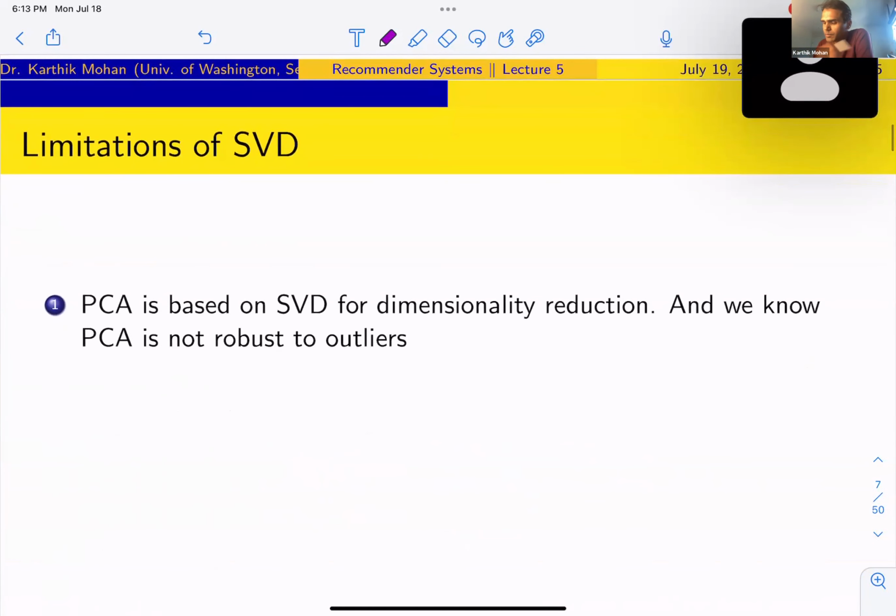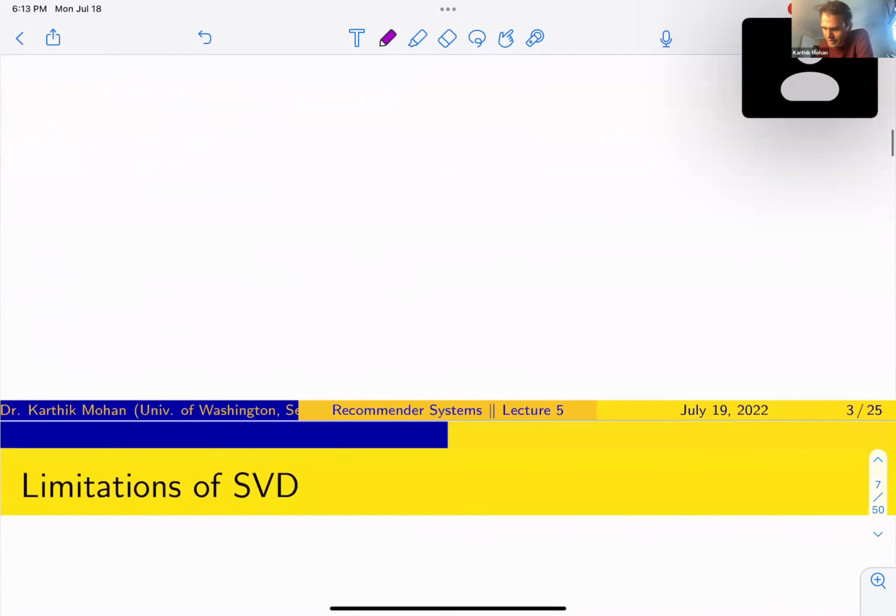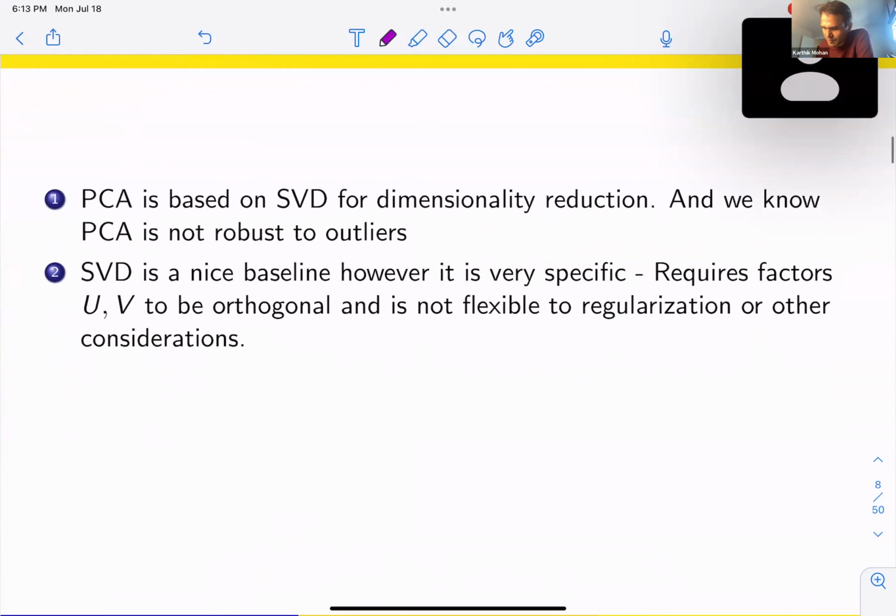Okay, so let's go back to where we left off before our guest lecture last week. There are some limitations of SVD. We spoke about SVD and dimensionality reduction. For example, PCA is based on SVD for dimensionality reduction, but PCA is not robust to outliers. SVD is a nice baseline. However, it is very specific. It requires the factors U and V to be orthogonal.